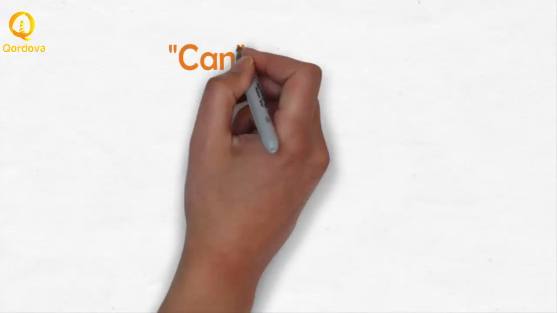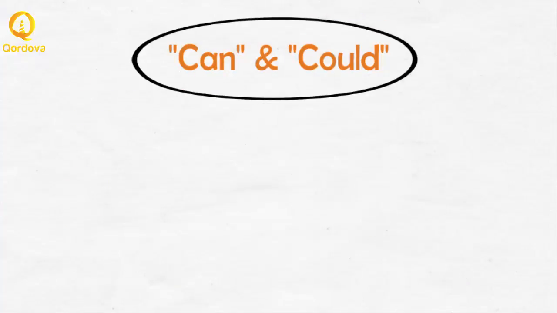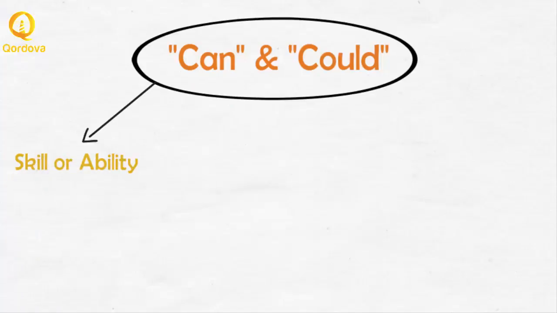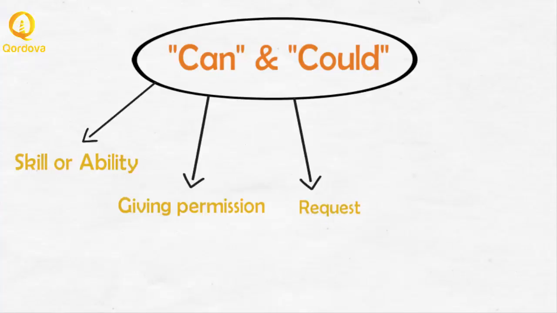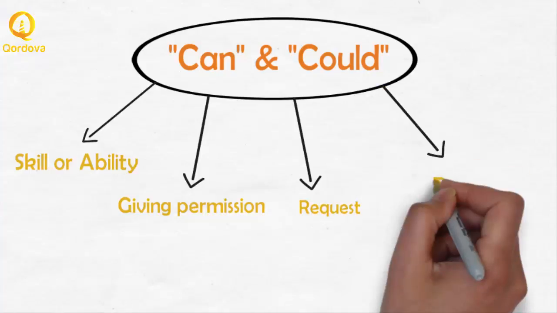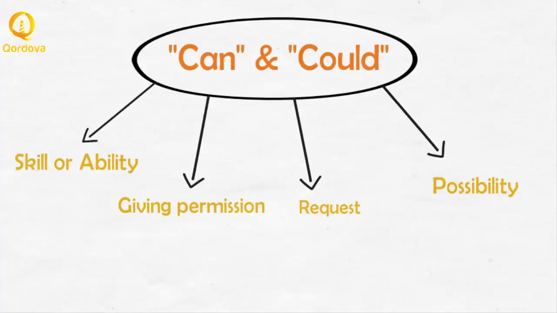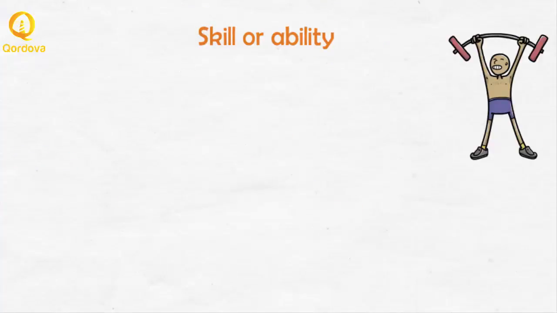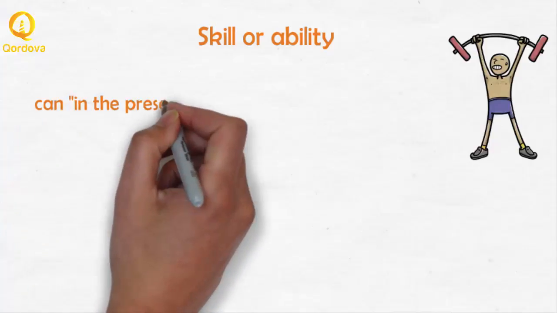Now let's move to can and could. We use can and could when we're talking about a skill or ability, when we're giving permission, or when we're making a request. We use it also when we're talking about a possibility. So we use can and could to express a skill or ability. We use can in the present and could if we're talking about the past.